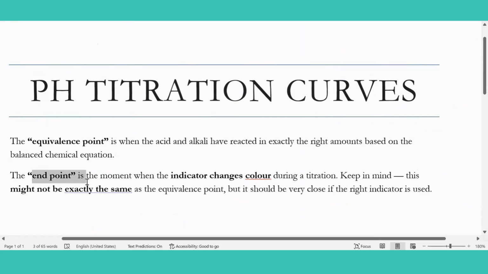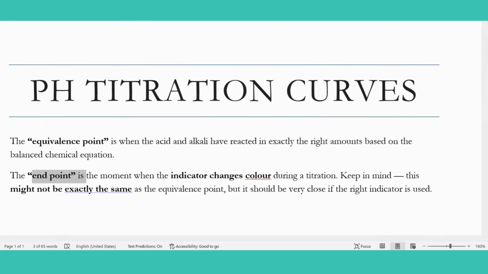The end point is specifically the point when your indicator changes color. So be clear about using these terminologies and understanding these concepts. Now let's have a look at a few of the titration curves that we'll be doing.